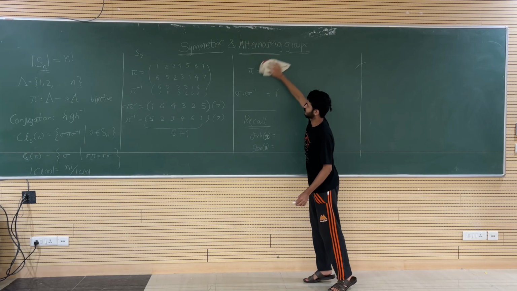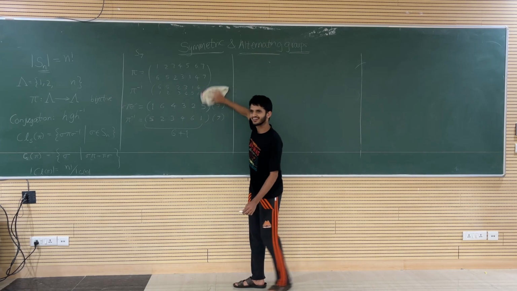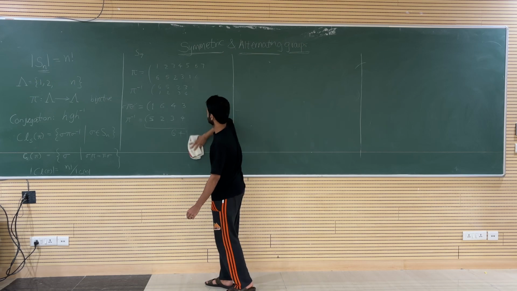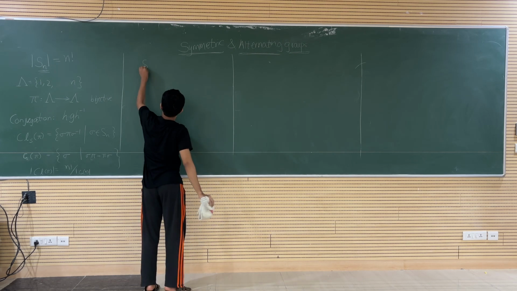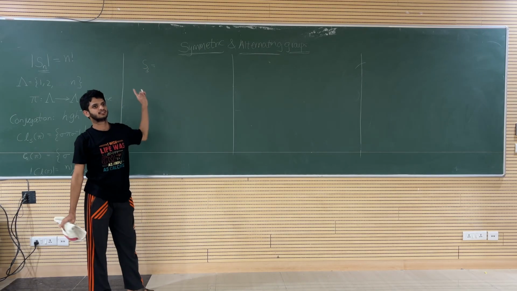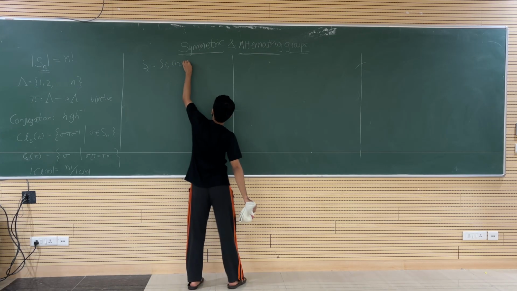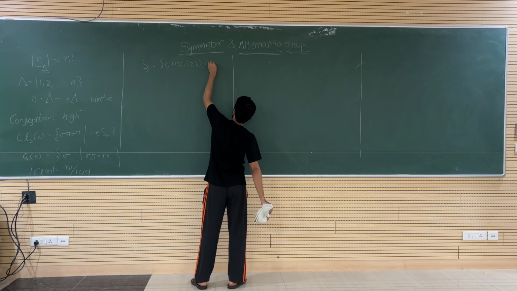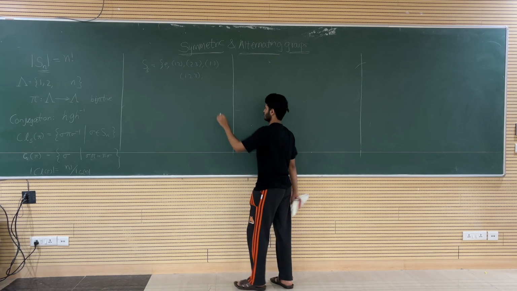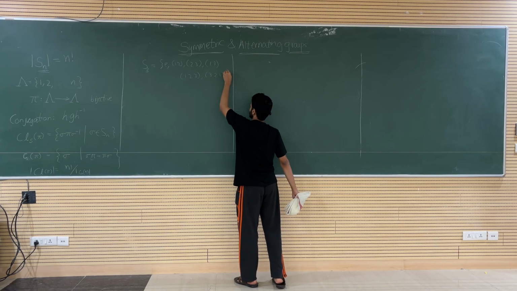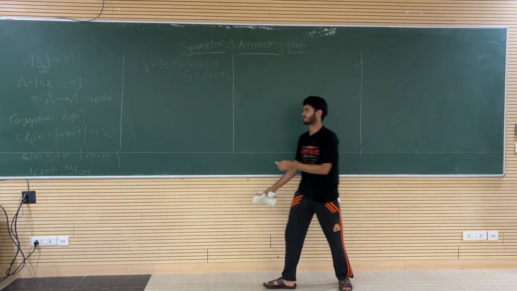What is the simplest symmetric non-abelian group? S3, right? S2 is abelian, so S3. Let's take that as an example. How many elements does this have? 3 factorial. Let's list: E, transpositions (1 2), (2 3) and (1 3), (1 2 3), and you write (1 3 2). Today I will write (3 2 1), just to show that these two are inverses of each other. These are the 6 elements.